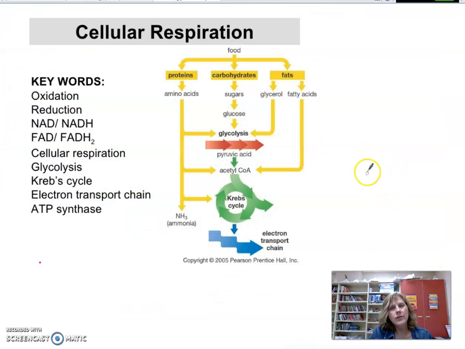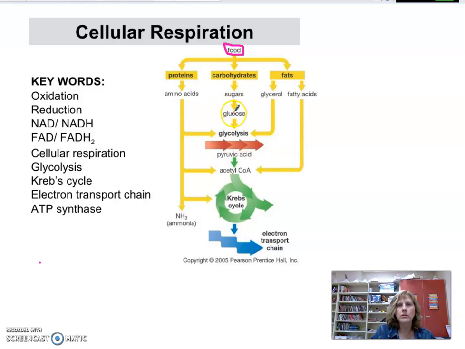So I like this visual right here. This is taken from a textbook, although not your textbook, a different textbook, but it gives a really nice overview of cellular respiration, beginning with here's the food that we eat. It may be proteins, carbohydrates, or fats, which need to get broken down. A lot of them get broken down into glucose. You can see with fats, the fatty acids kind of bypass that step, and there are some parts in proteins that also bypass that step. But some of that gets broken down into glucose.